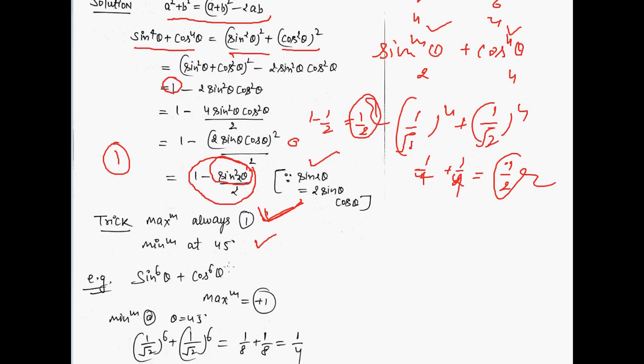Sin 6 plus cos 6. As powers are even, maximum is always 1. Minimum at theta equal to 45. Put 45 here. Value is 1 by 4.